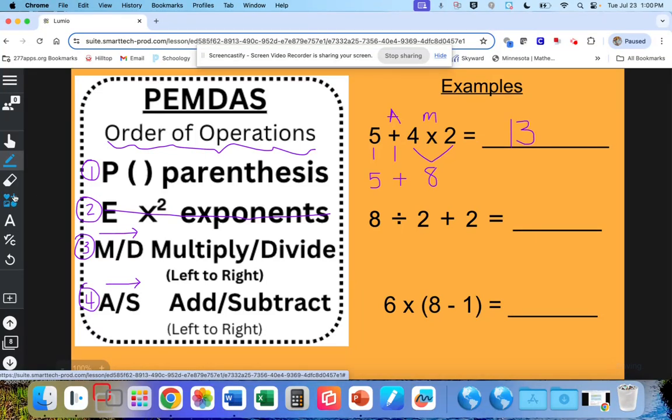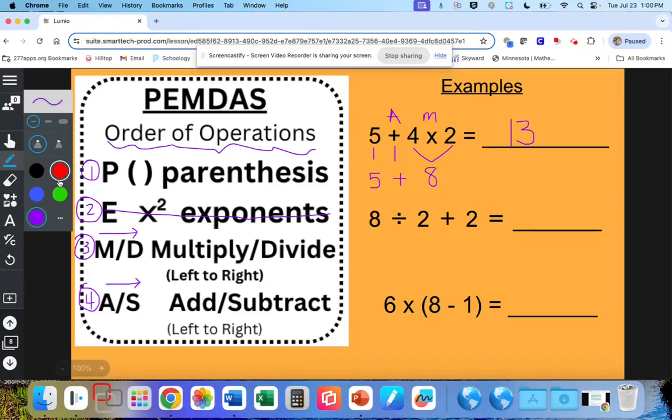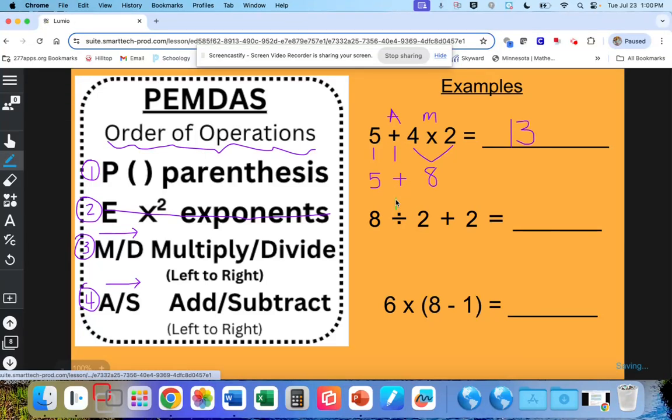Let's take a look at the next one. I'm going to change colors so that you can see it a little different than what we just did. So our first symbol is division. Our next symbol is addition. So this problem is actually written in the correct order of how I would solve it. But math isn't always solved from left to right. So I'm going to do the division first. 8 divided by 2 is 4.